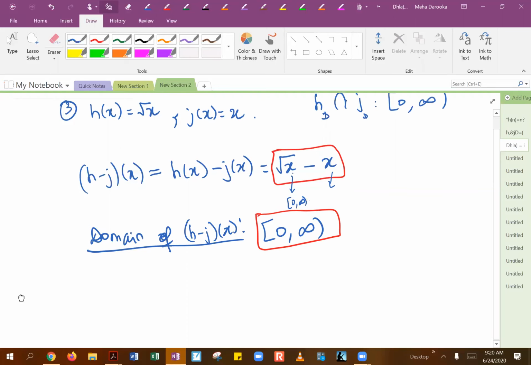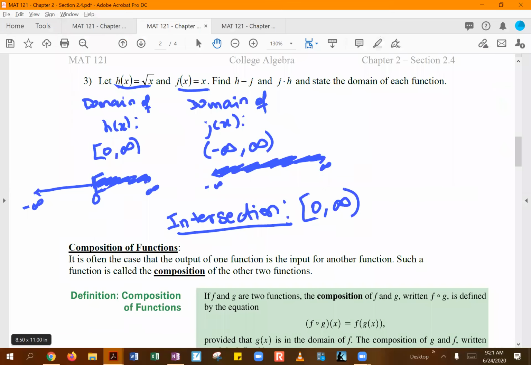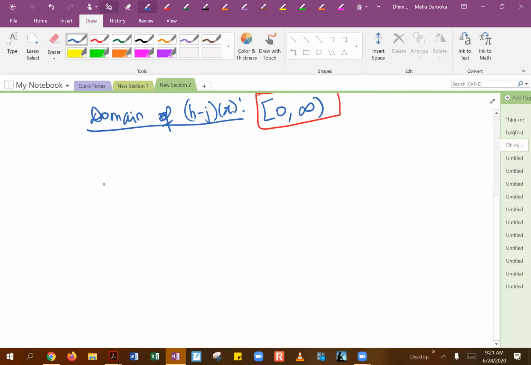Now, the next function they want us to find is j times h. So let's take a look at what this will end up looking like. j times h, at the variable x, will be the j of x function multiplied by the h of x function.